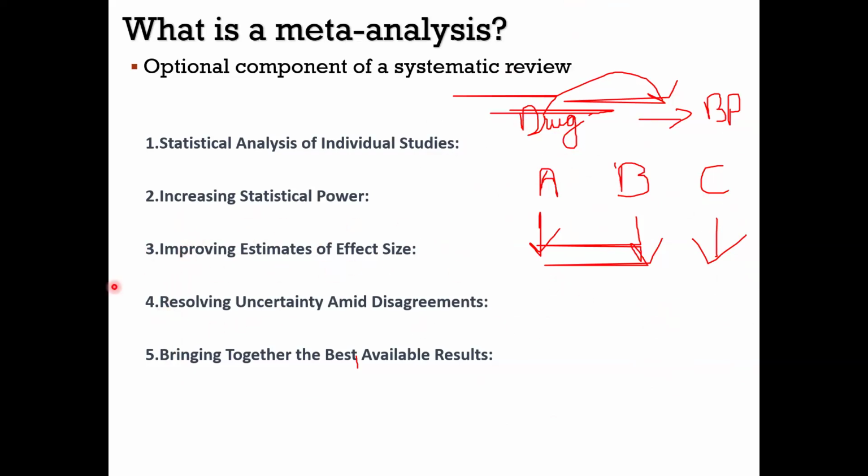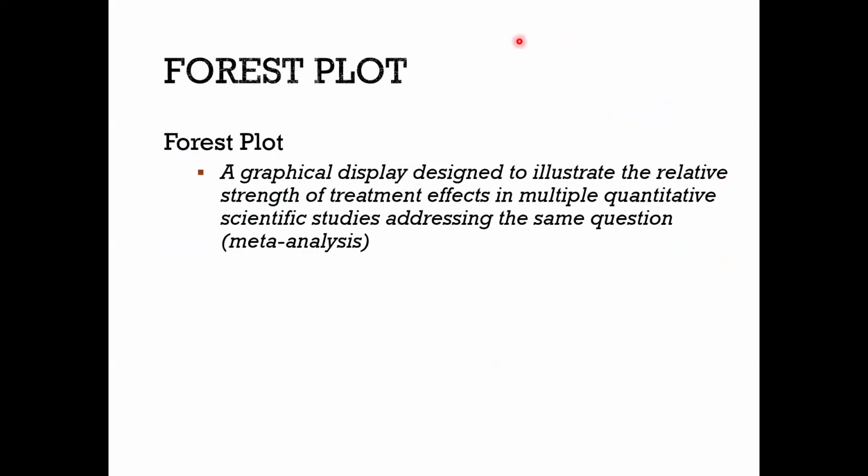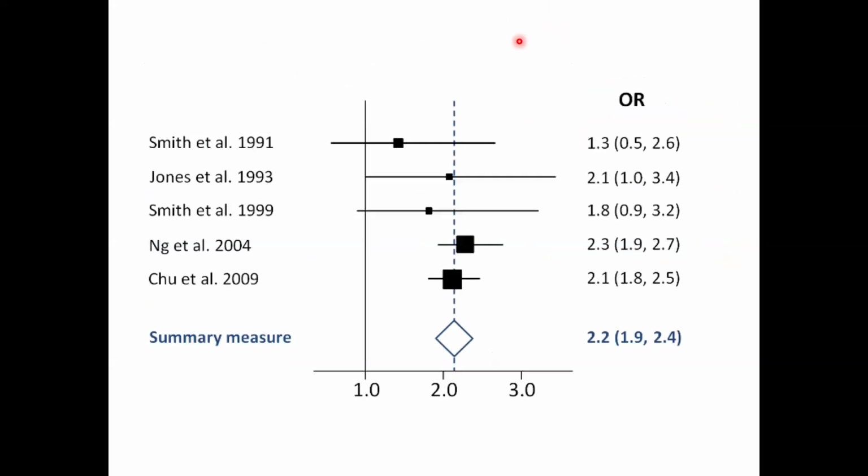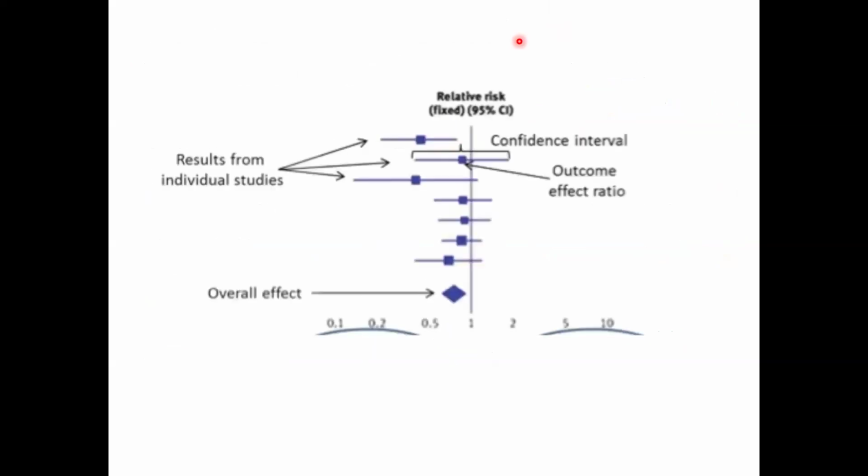It will resolve the uncertainty amid the disagreement, because this study did not show any significance, and that study did not show either. But the compiled data might show some good result. It might be great or may not be, but it will show some result, right? So this is a forest plot that is usually present. You can see here the relative risk, the study result. If the drug is good, it will be presented this way.